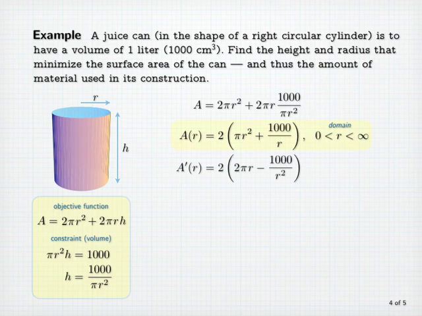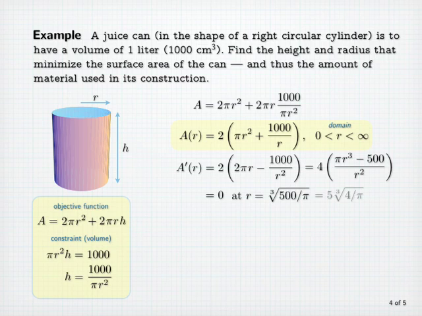Now let's take the derivative. A prime of r is 2 times 2 pi r minus 1,000 times r to the minus 2 power. Now let's factor out a 2 and write the expression over a common denominator of r squared. The numerator then is pi r cubed minus 500, which makes it clear that A prime of r is equal to 0 at r equal to the cube root of 500 over pi. Since 500 is 125 times 4, or 5 cubed times 4, we can write this as 5 times the cube root of 4 over pi. So we see again that we've got a single critical number in the domain of the function.